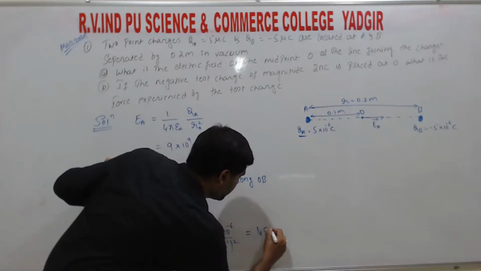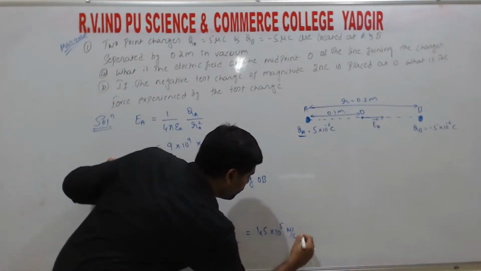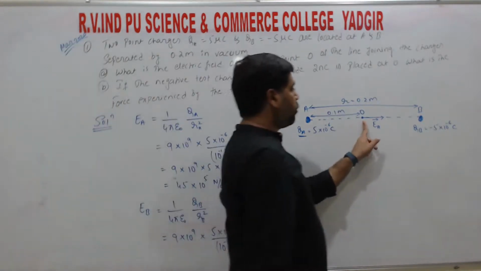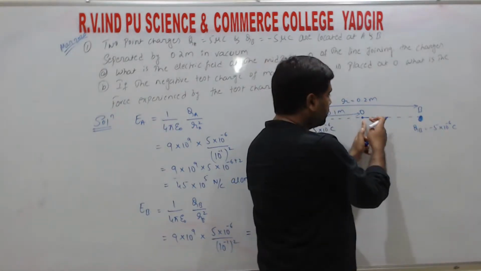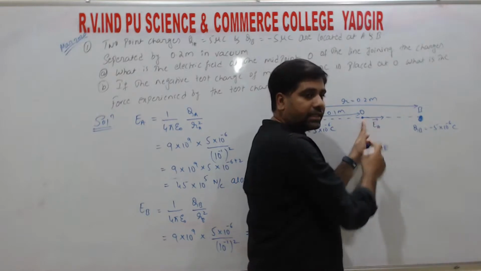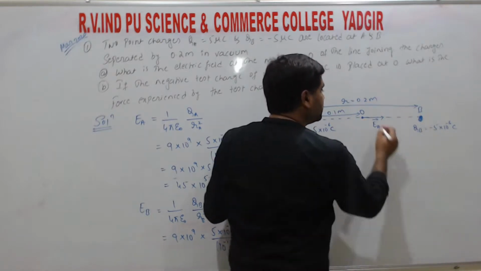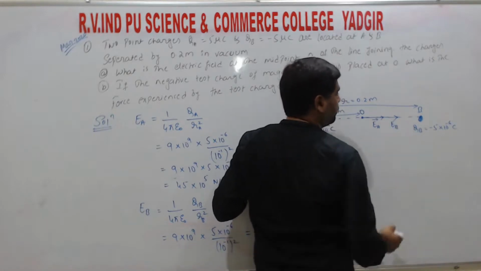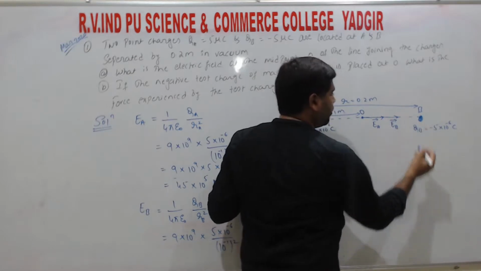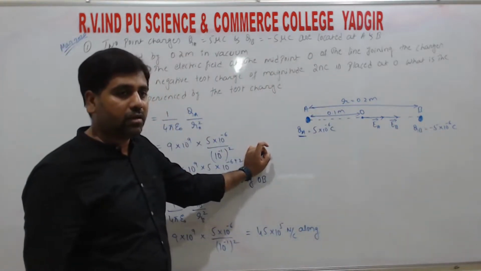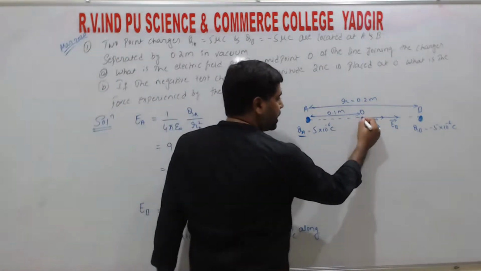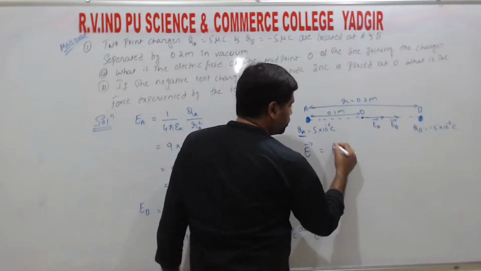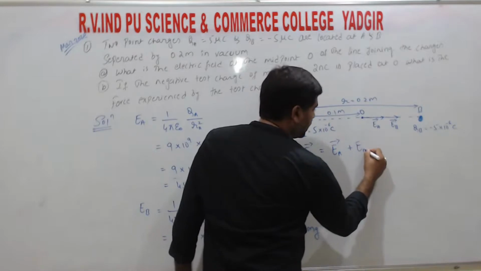So we can write 45 into 10 to the power of 5 Newton per Coulomb along, we need to mention the direction, right? This is a positive charge, here we have a negative charge. So there is a force of attraction between the test charge and the charge B. That means the electric field is in this direction, so this gives EB. So EA and EB both are in the same direction, right? So we need to find the resultant electric field intensity at O, which is E equals EA plus EB.